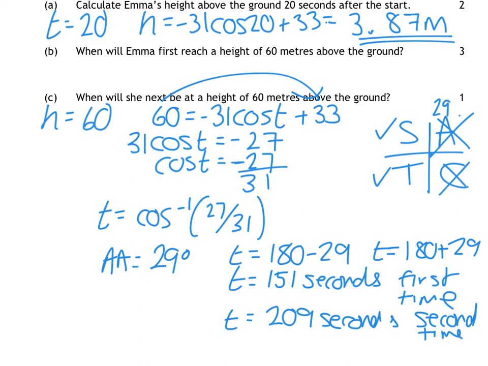So that was really your answer to part B, and that was your answer to part C. So she first reaches a height of 60 metres 151 seconds after setting off, and then 209 seconds after setting off on her way down. You don't have to change it into minutes, leave it as seconds.